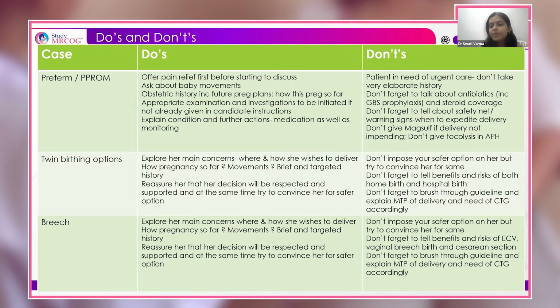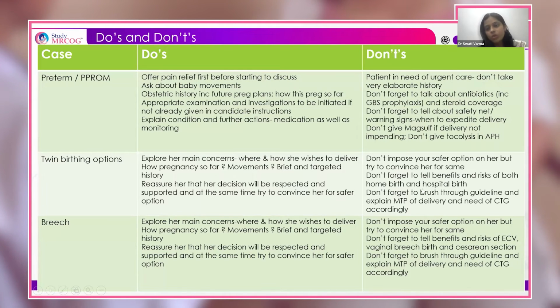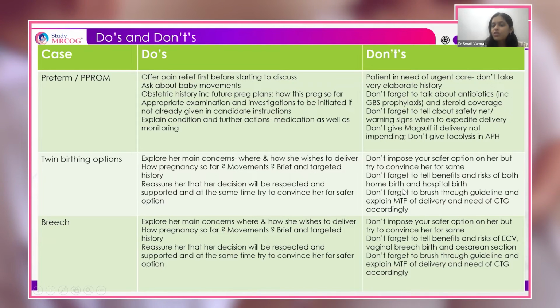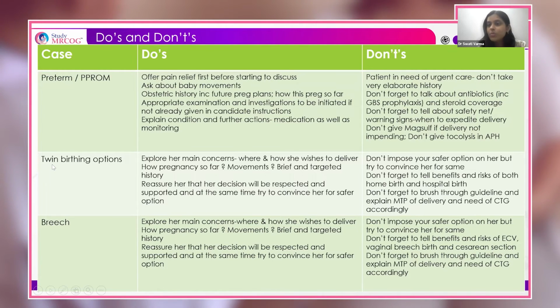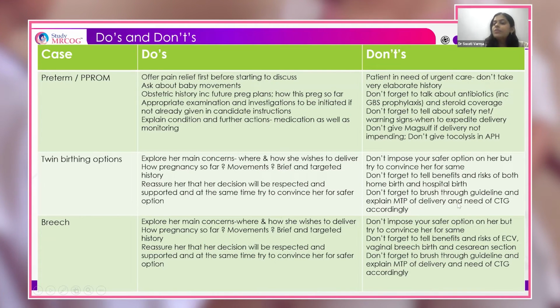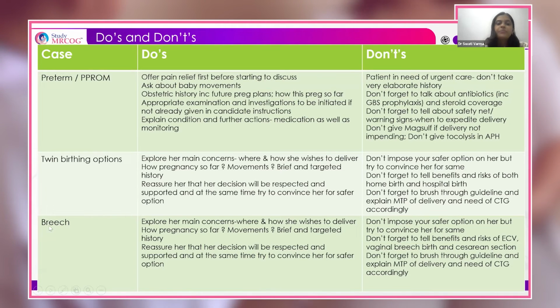Don't forget to tell benefits and risks of both home birth and hospital birth. Tell benefits of home birth also, but elaborate so much on the risks that she gets convinced. Don't forget to brush through the guideline, explain mode, time, and place of delivery. In twins, time of delivery is also important. Mode is also important, and place will obviously be a consultant-led unit. And need of CTG, you have to say whether continuous monitoring is required or not.